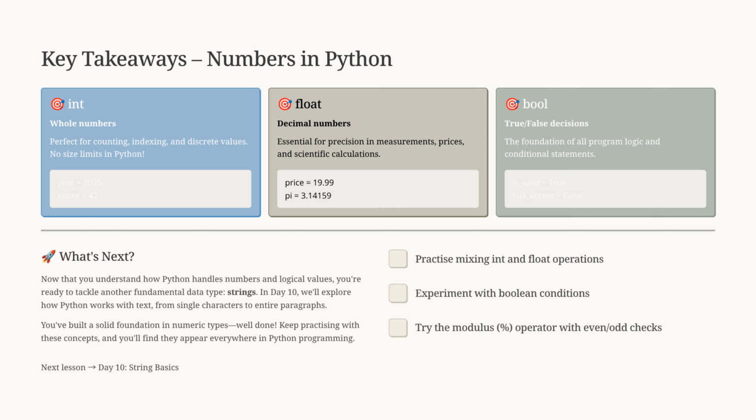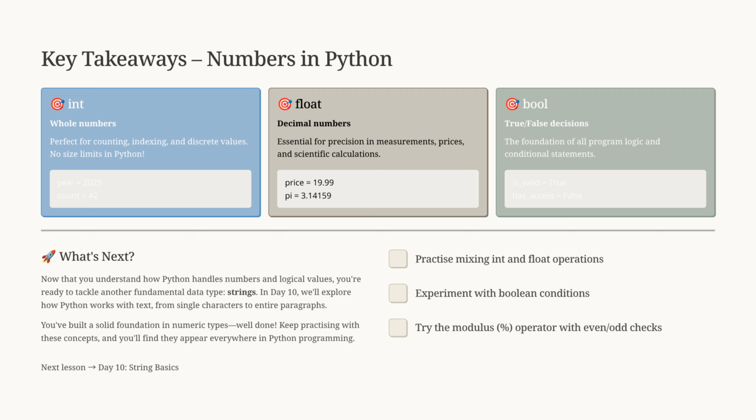Let's wrap up what we learned today. Integers are whole numbers, perfect for counting or indexing. Floats are decimal numbers, used for precise values like prices or scientific data. Booleans are true or false values, essential for logic and decision-making. These three types form the foundation of Python programming.